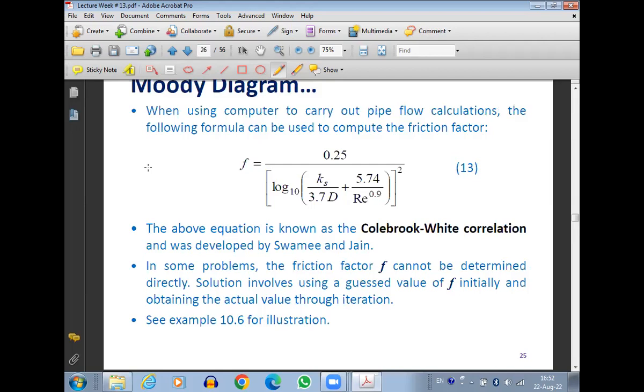Or there is a direct formula as well, but this is quite a complicated formula for finding out f. This is known as the Colebrook-White correlation. Colebrook and White actually developed a correlation which is a good approximation for the Moody chart.